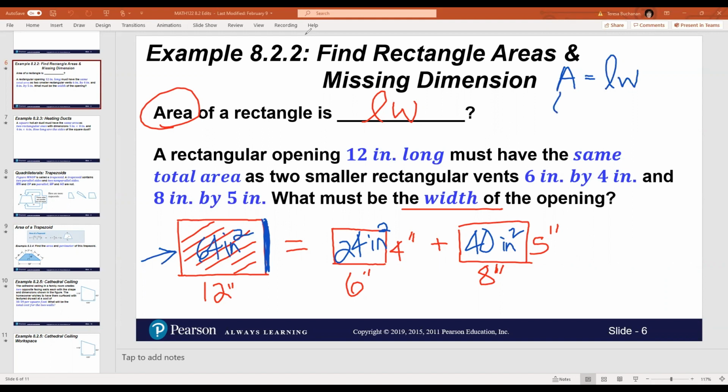So if you want to see that kind of spelled out, one way to do that is to take the 64, put it in for the A, take the 12, put it in for the L, and look at that statement and ask yourself, well, how would I find the W? What do I have to do? You'd be able to see that I'm going to have to divide off that 12. To get 12W to just be W by itself, undo the multiplication by 12 so that W is by itself. I have to divide both sides by the 12.